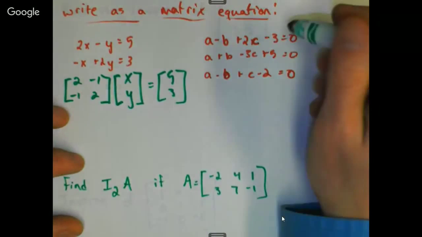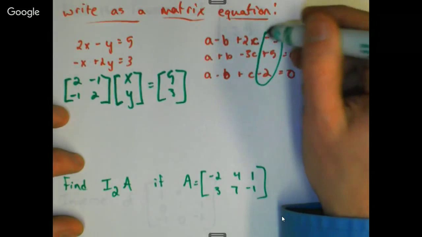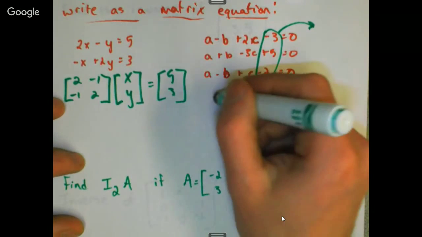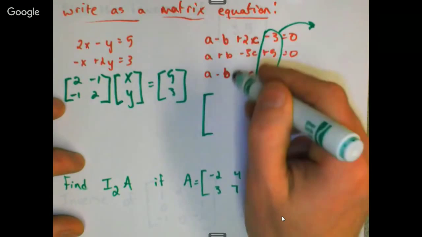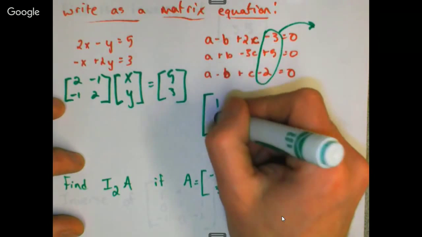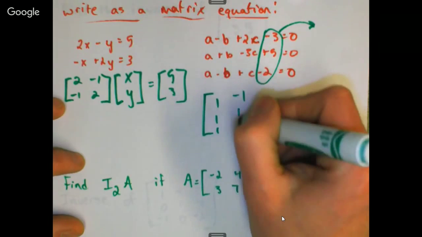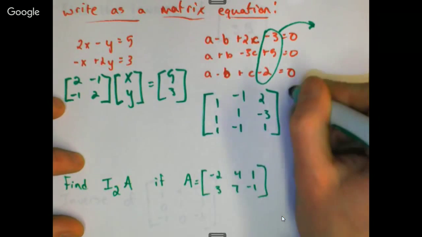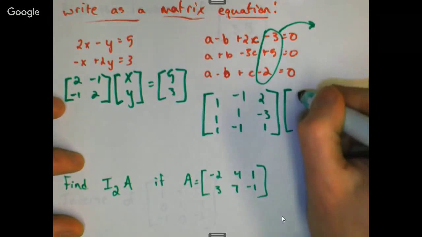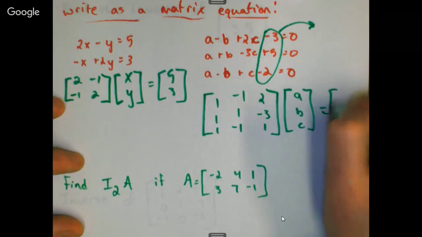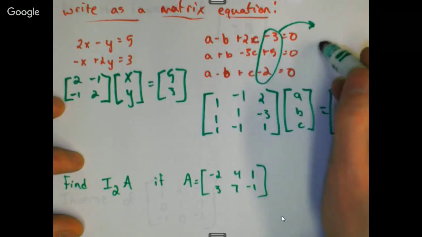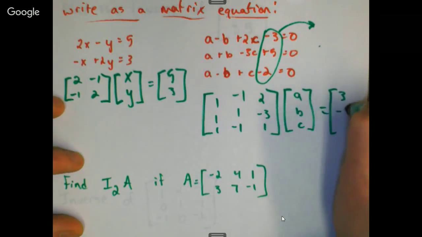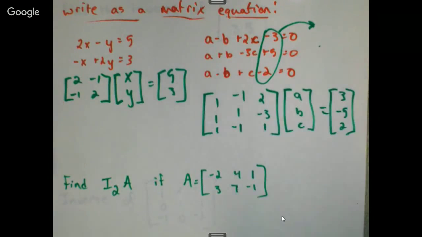Now here we need to move those to the other side. So again, we've got A's, B's, C's. So 1, 1, 1, -1, 1, -1, 2, -3, 1. We'll have our variables, A, B, C, equals our solutions after they were moved over. So 3, -5, 2.